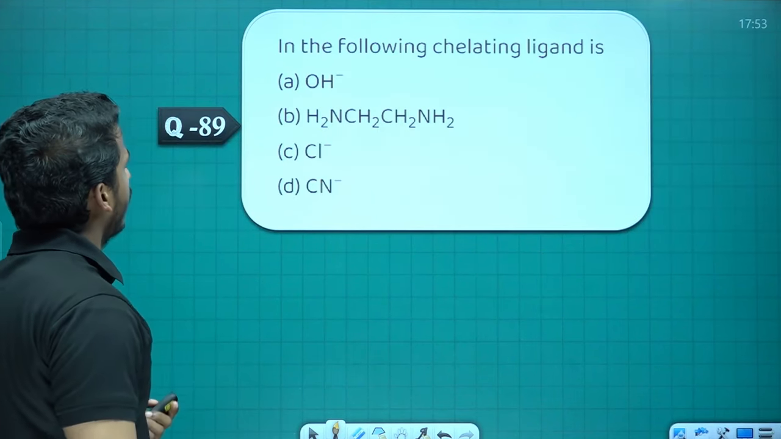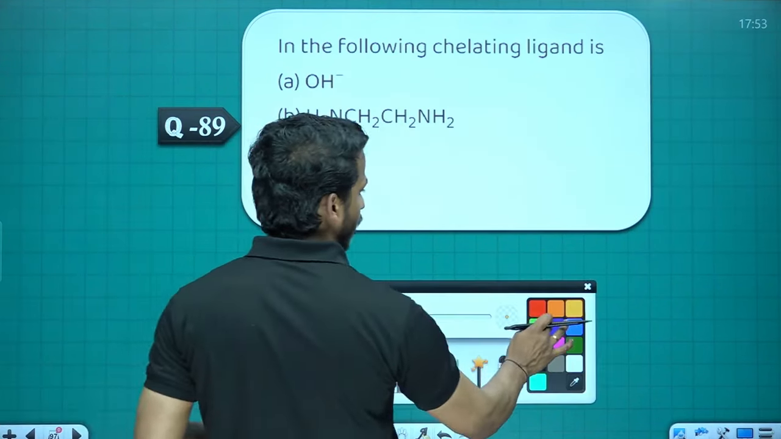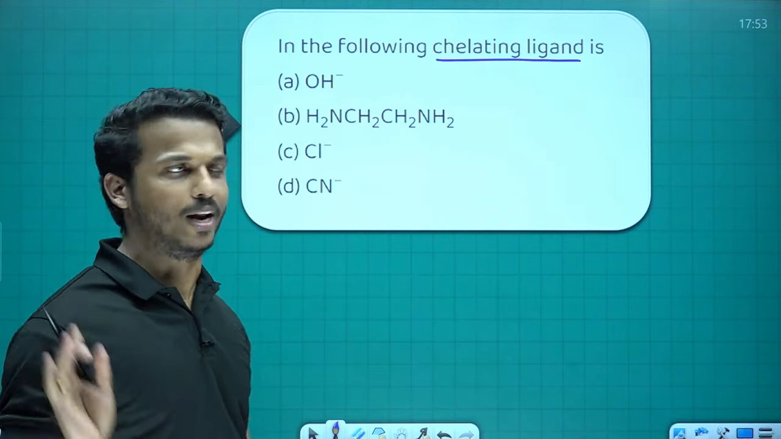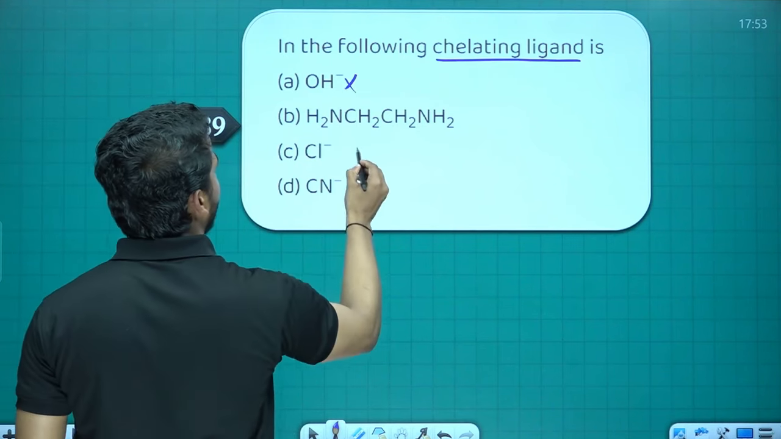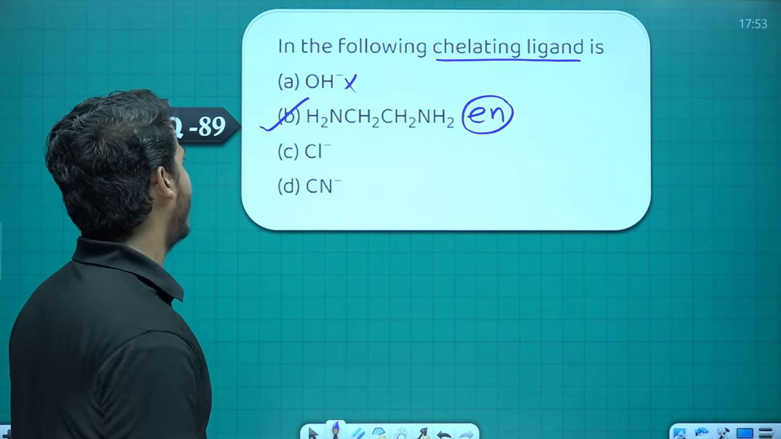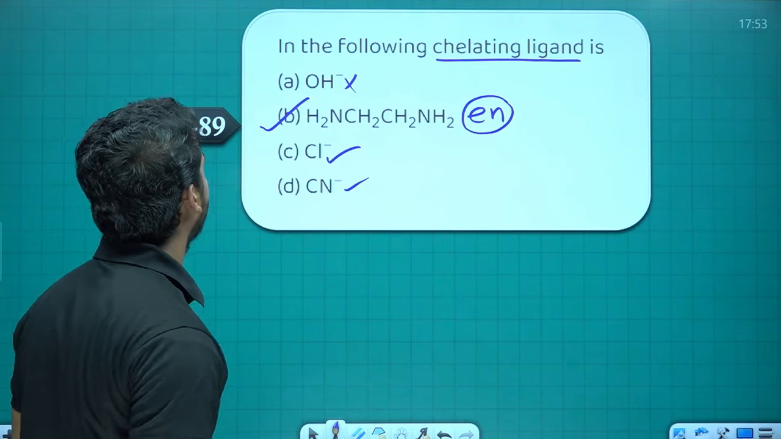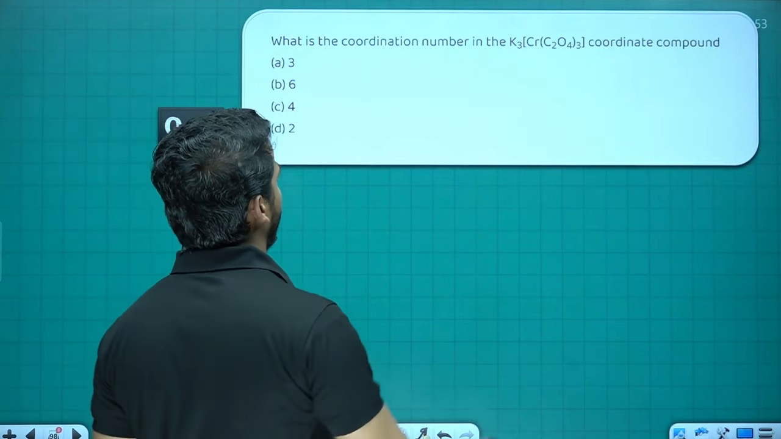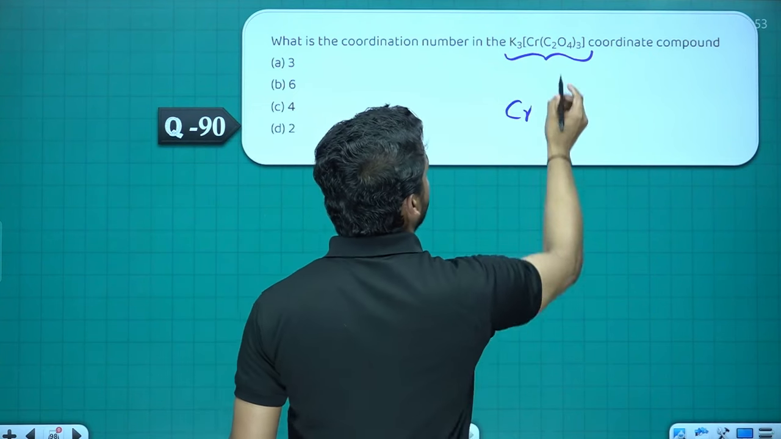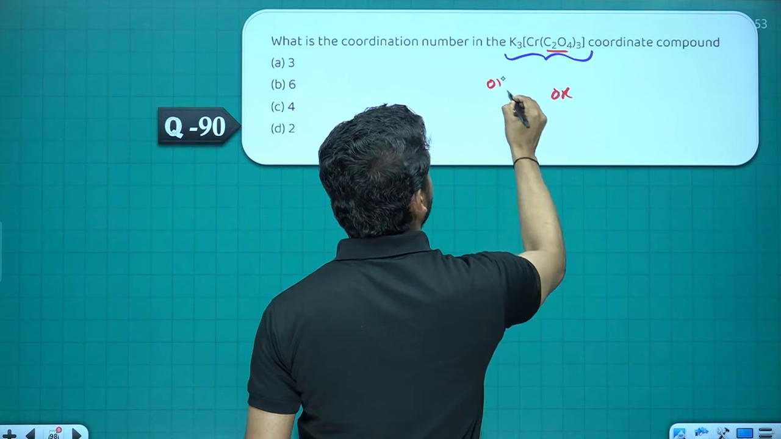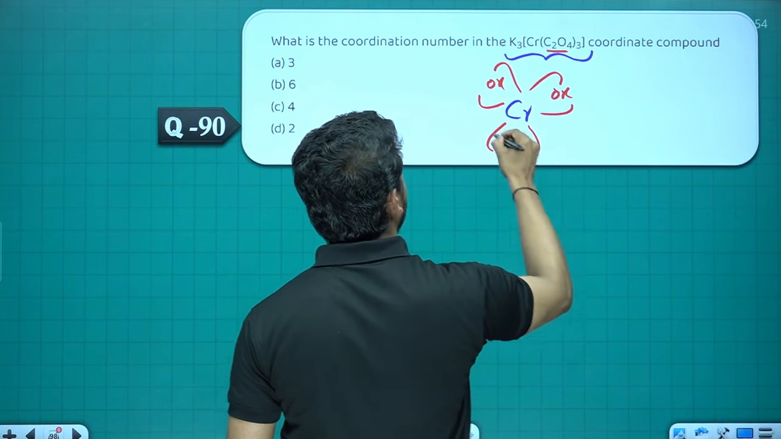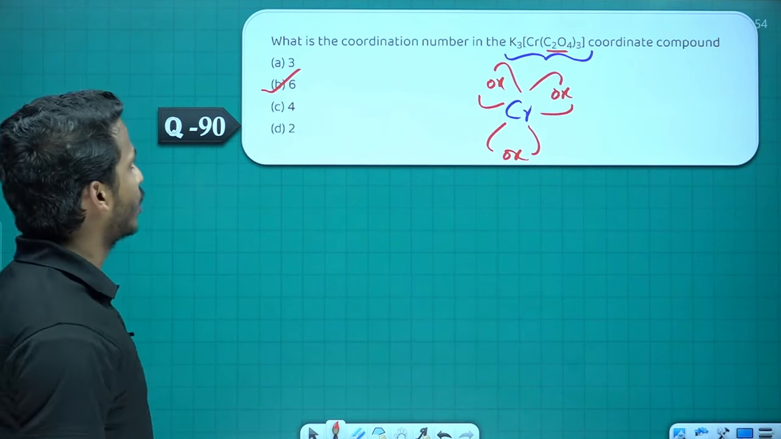Yes. Next one. In the following, which is a chelating ligand, right? Chelating ligand means it should be bidentate or polydentate. OH is monodentate. Yes, this is what? This is our en ligand. Ethane-1,2-diamine is our bidentate ligand. It's monodentate. What is the coordination number in this complex? Chromium is the metal. It is connected to oxalate. How many oxalate is there? 3 oxalate. You know, oxalate is a bidentate ligand, so that will provide total 1, 2, 3, 4, 5, 6. 6 is the coordination number.